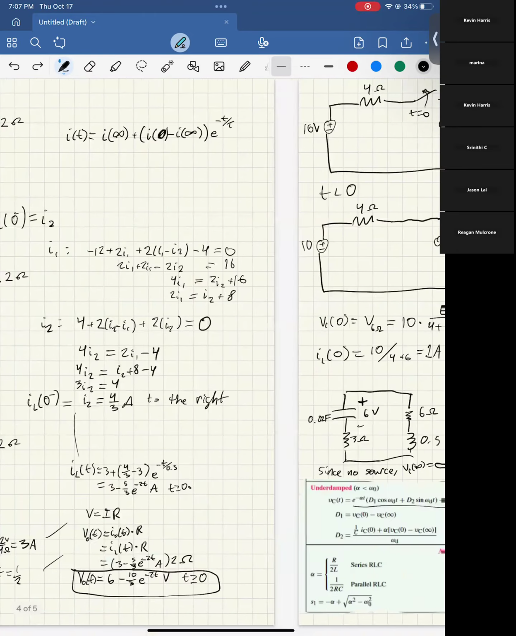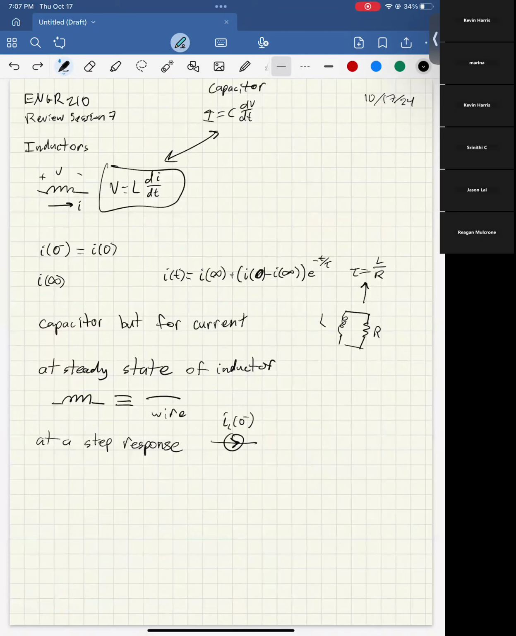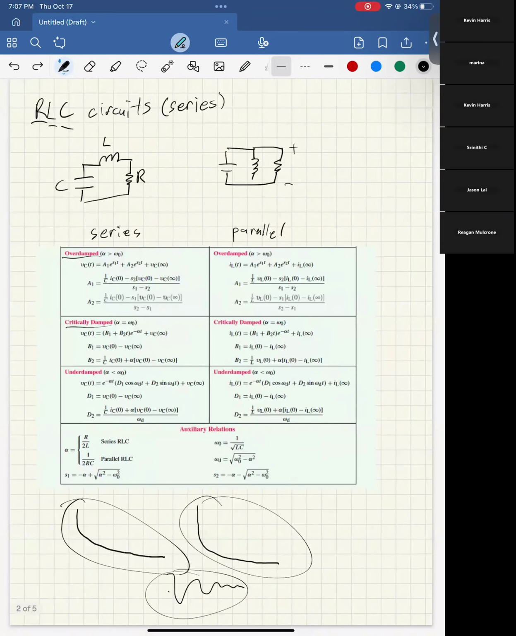Other than that, that's kind of it. Inductors are like the same as capacitors, but they have the opposite steady state behavior and they deal with currents. And RLC circuits are when you have all three of them, and it does funky stuff and it's annoying.